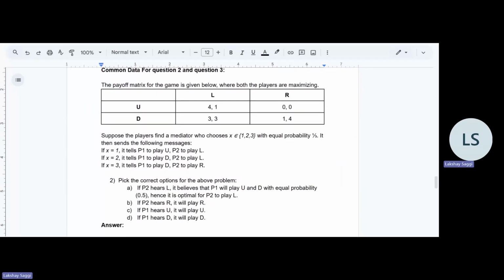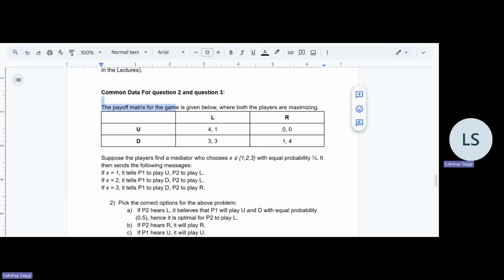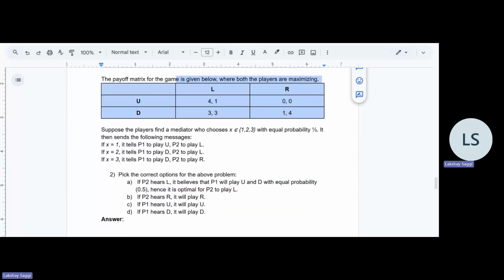This is common data for questions 2 and 3. The payoff matrix for the game is given, where both players are maximizing their utilities. This is the payoff matrix: the column player is player two and the row player is player one. The problem states that suppose the players find a mediator who chooses x from 1 to 3 with equal probabilities, 1/3. So the mediator will choose x as 1, 2, or 3 with equal probabilities. The players also know this.